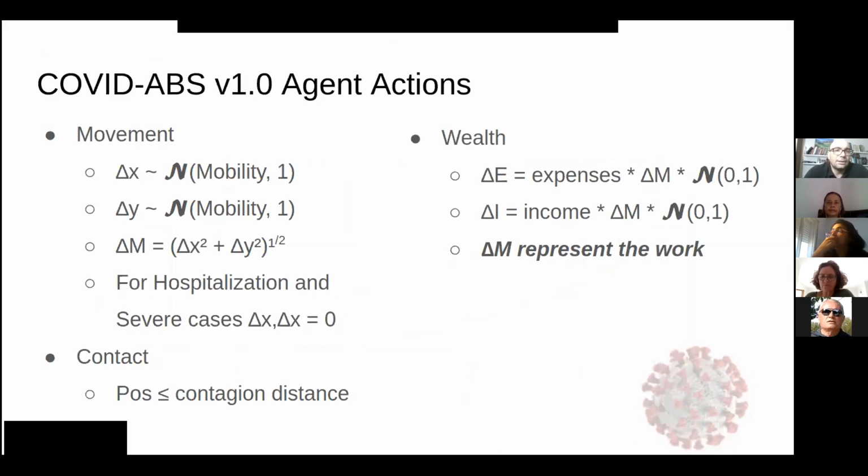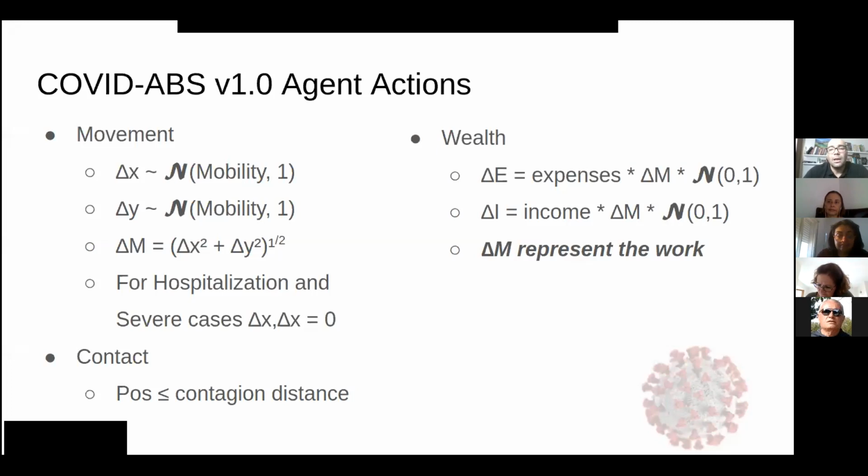Well, the agents in this first version have basically three actions: the movement. We randomize the movement of the agents. They move randomly over the shared environment. But if the agent is sick, it will not move. We consider that this sick agent is in the hospital. So we check the distance between the agents to check if they have contact.